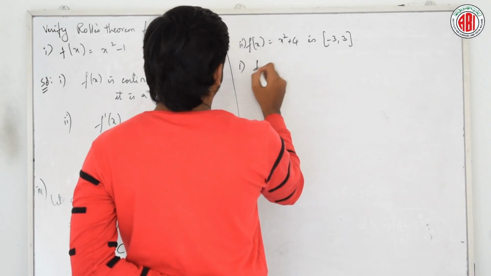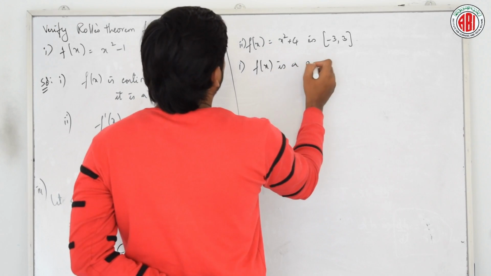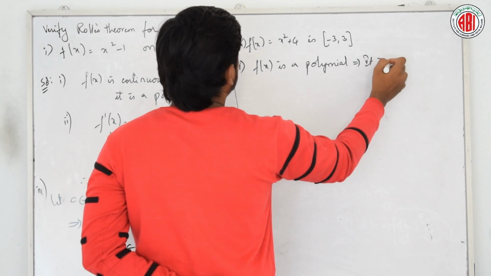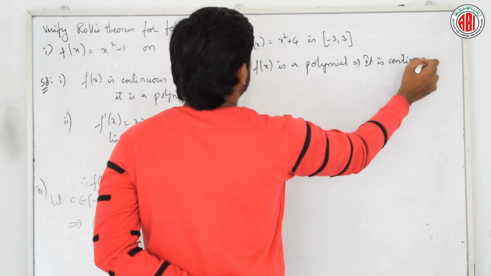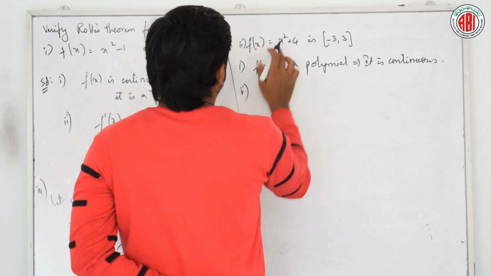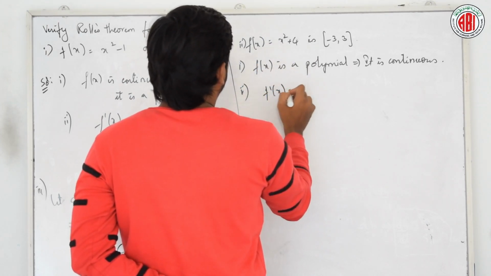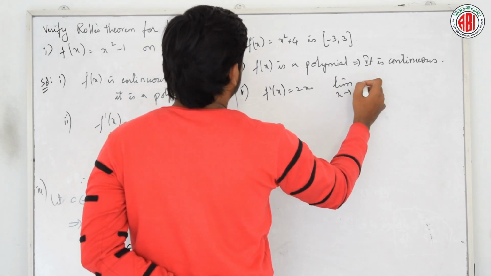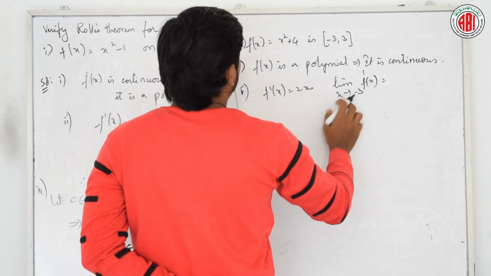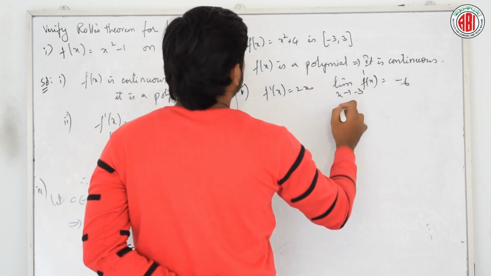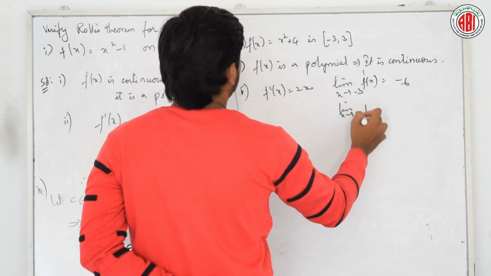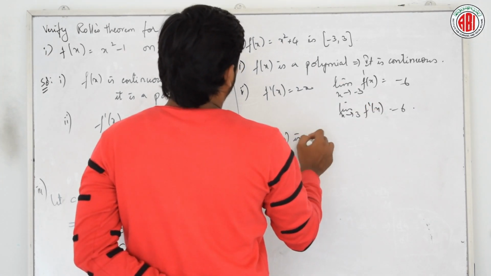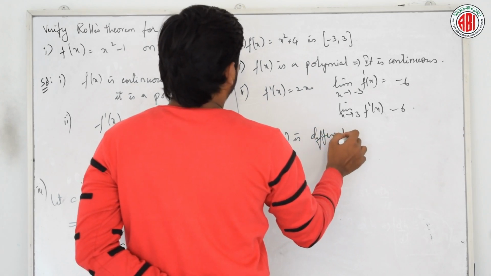See here, similarly, we have one more thing here. x square plus 4. Therefore, it is also a polynomial. So, it is continuous. Second, again if you differentiate it, I will get it as 2x. The limit as x tends to minus 3, how much will it be? Minus 6. The limit as x tends to 3, f dash of x is plus 6. Therefore, f of x is differentiable.